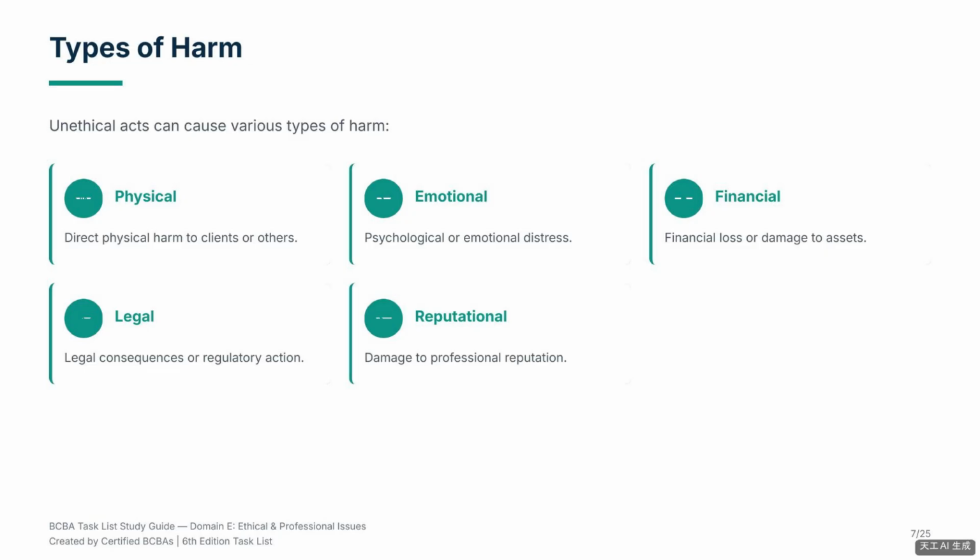Unethical actions don't just cause one type of harm, they can cause many. Physical harm includes injury, neglect, or unsafe procedures. Emotional harm includes fear, shame, humiliation, or loss of dignity. Financial harm can include fraud, billing issues, or exploitation. Legal harm can involve lawsuits, mandated reporting, or criminal consequences. And reputational harm can permanently damage your professional standing. On the exam, always ask, who could be harmed here, and how? If the answer is the client, that's your biggest red flag.